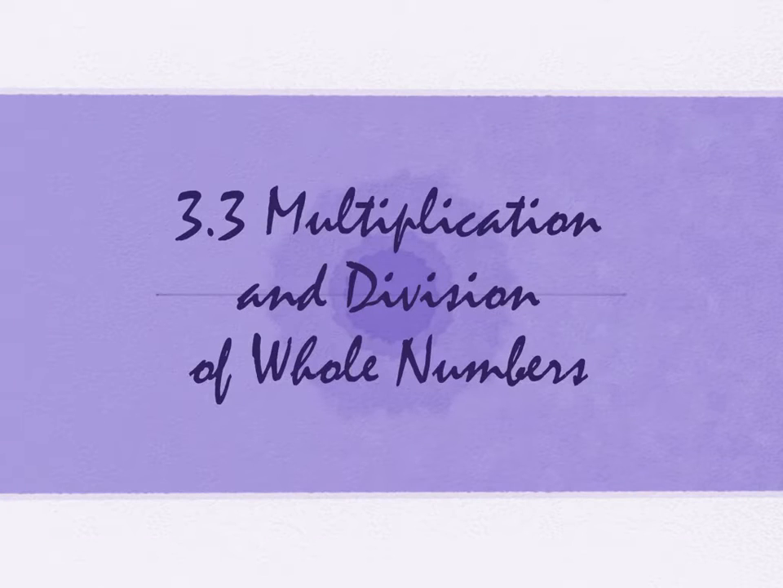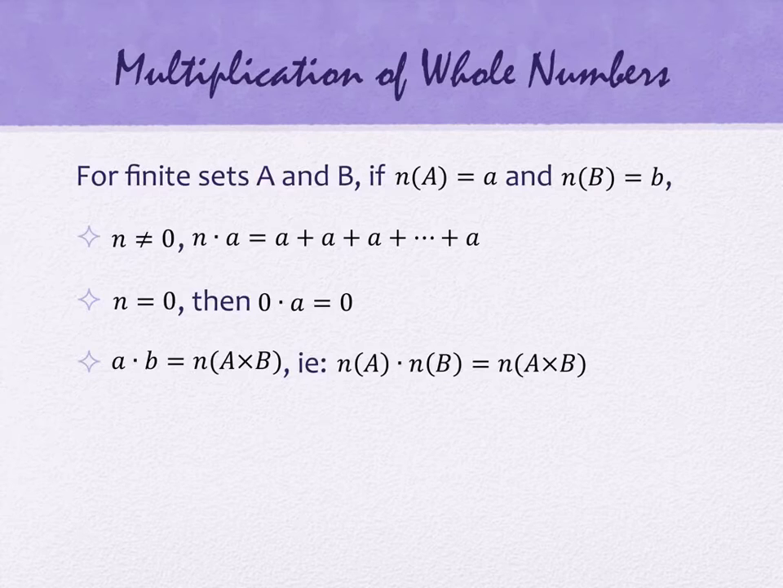Section 3.3 is multiplication and division of whole numbers. So to start with, a basic definition. For finite sets A and B, the number of items in A equals a and the number of items in B equals b. Then if you take n times A, this equals A plus A plus A plus A. How many times? N times.